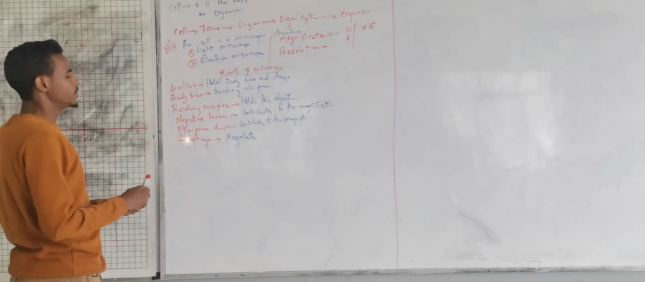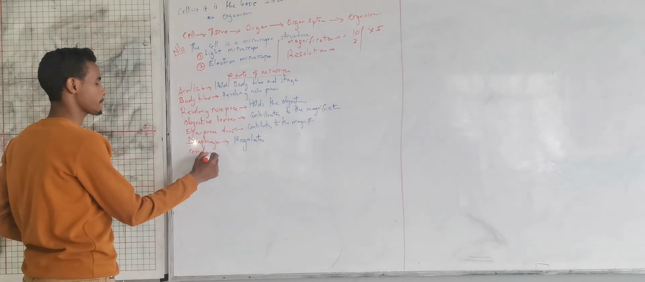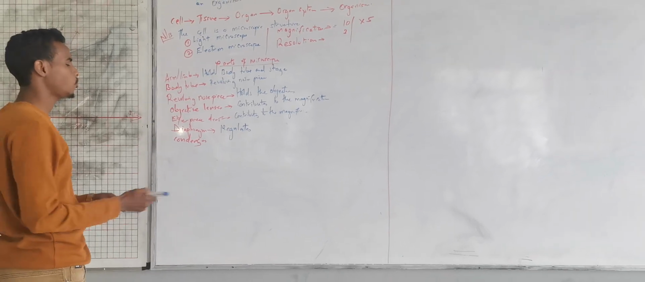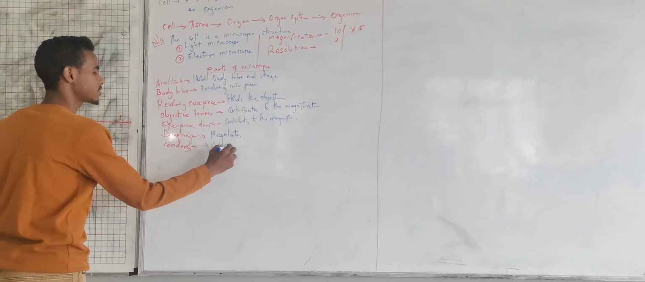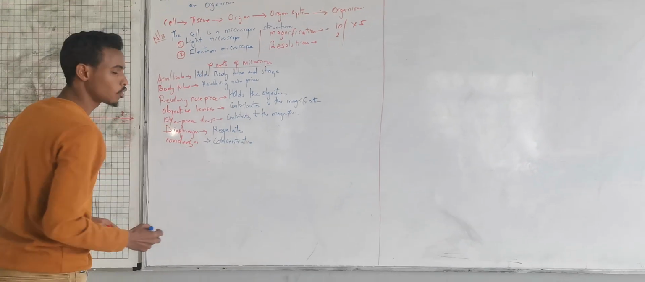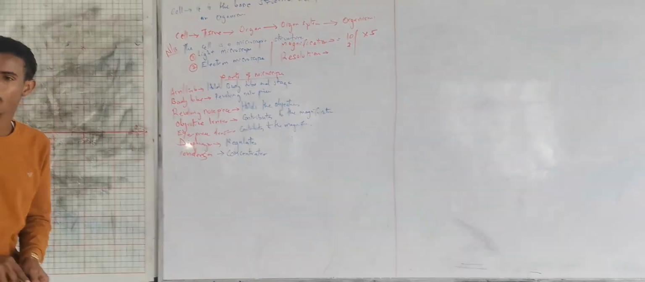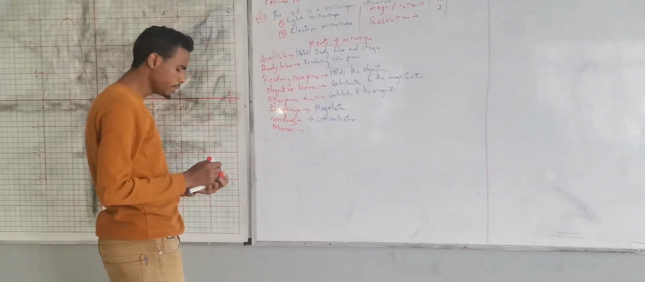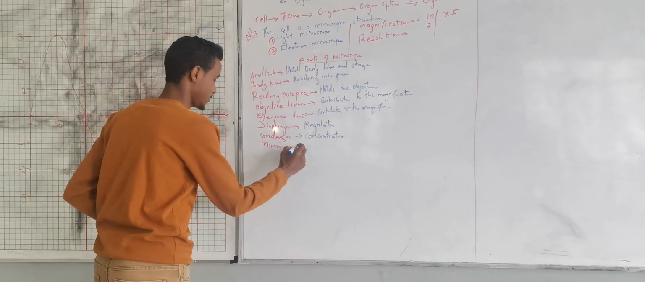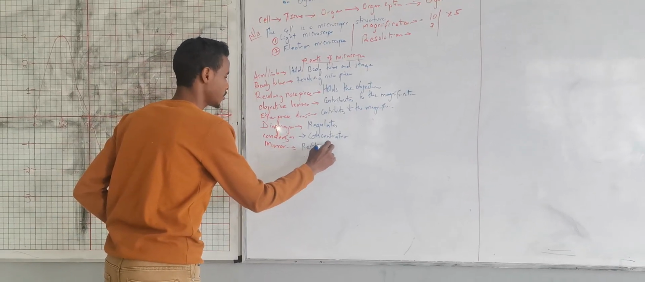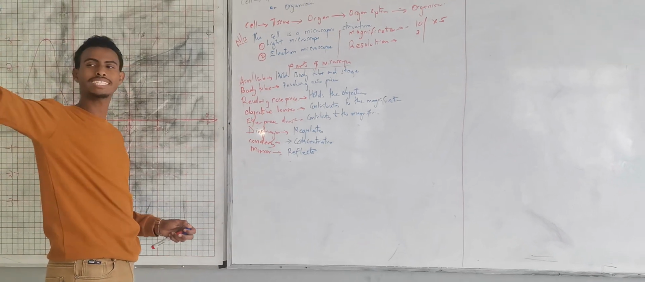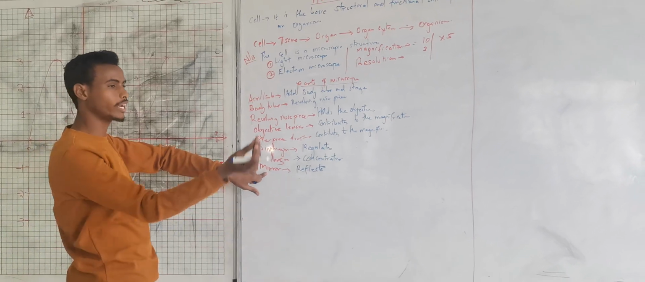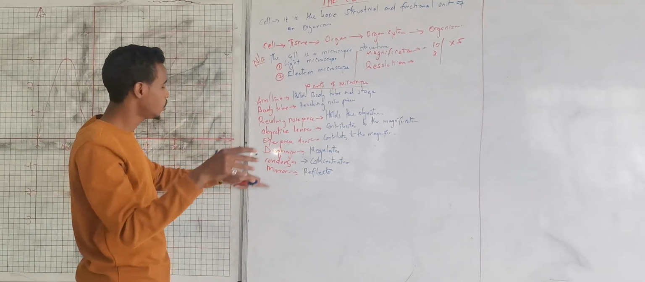We also have the condenser. It concentrates light onto the specimen on the stage. Again, we have the mirror. The mirror reflects light through the condenser to illuminate the specimen on the stage.